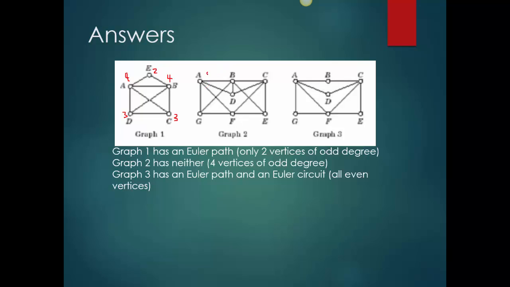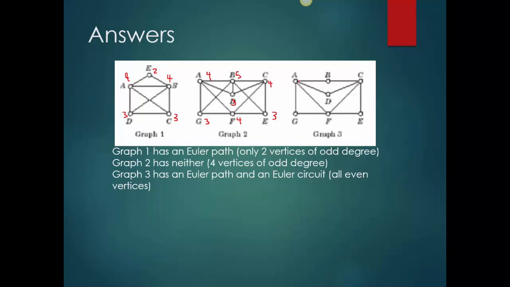Same thing here. A has 4, B has 1, 2, 3, 4, 5, it's a big one. C has 4, D has 3, I'm just going to write a 3 on top of it. E has 3, F has 4, and G has 3. Okay. I have 3, 3, 3, 5. There's 4 odd degrees, which says no Euler circuit, no Euler path.